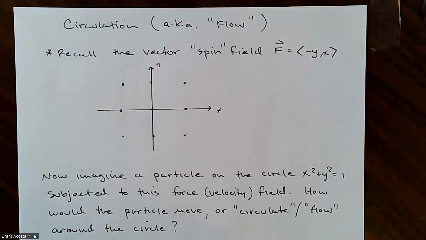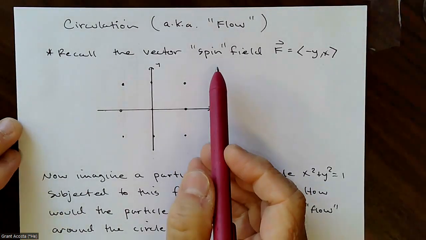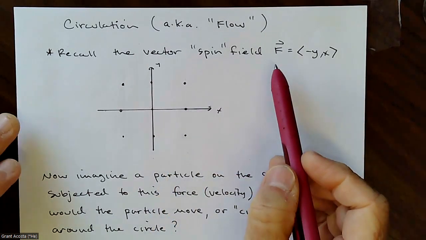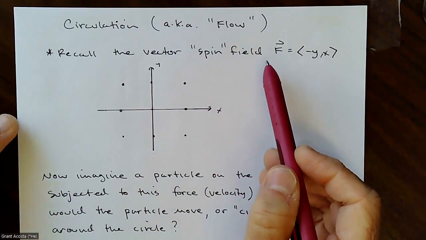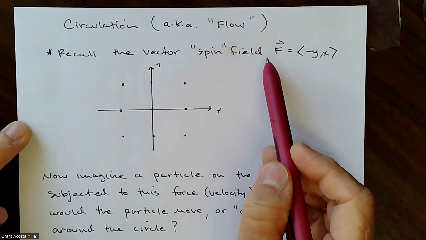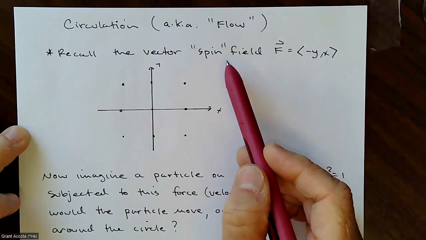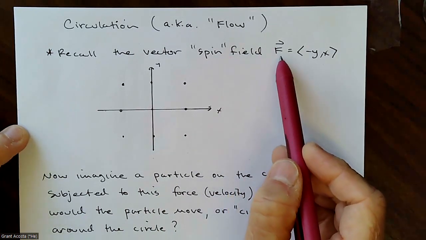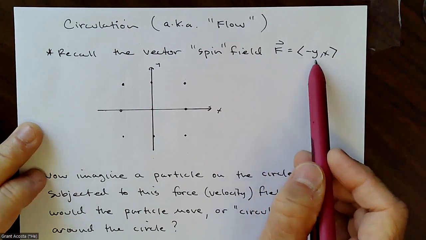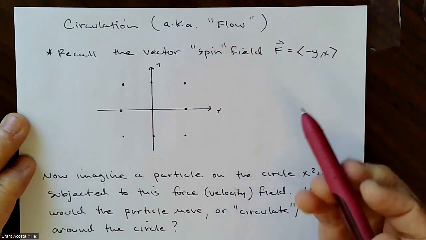Right, so in this video, we're going to talk about circulation, also known as flow. From the previous video, we talked about different kinds of vector fields, and one of the more common ones we mentioned was a general spin field, which is given by this vector formula, negative y, x.